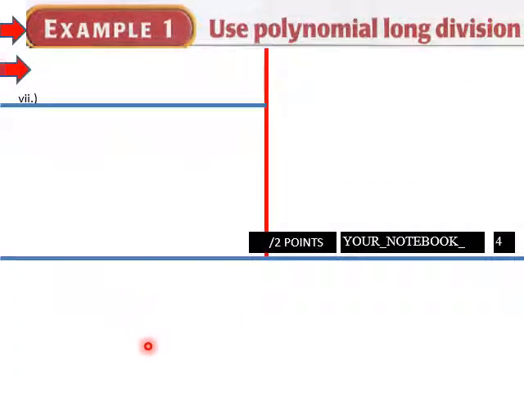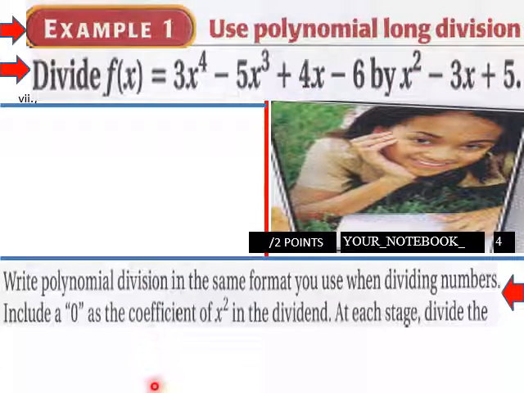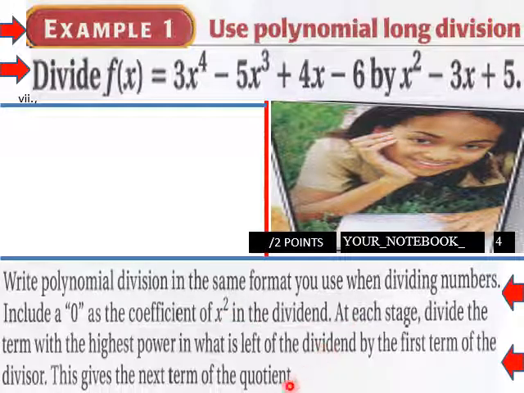Okay, so for example 1, using polynomial long division, we're going to divide this by this. So write polynomial division in the same format you see when dividing numbers. Include a 0 as a coefficient of x squared, since it's missing here. We're going to have to throw in a 0x squared. At each stage, divide the term of the highest power in what is left of the dividend by the first term of the divisor. This gives the term for the quotient.